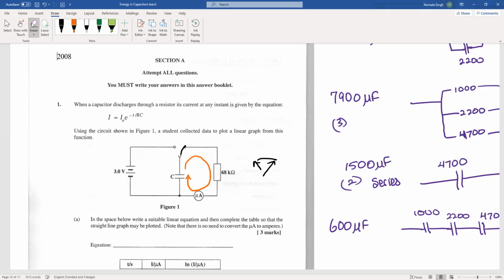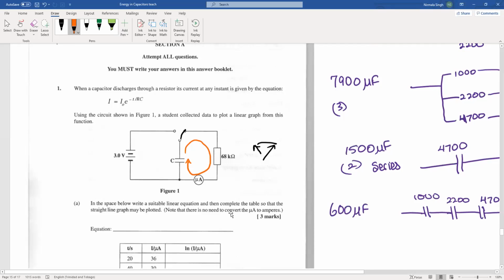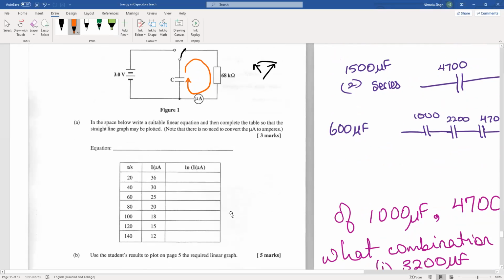So what's going to happen? Our capacitor is going to discharge over time. The ammeter here is going to read your current as it gets smaller and smaller, because remember, as your capacitor discharges, it loses its energy and it gets smaller and smaller. And it passes through a 68,000 ohm resistor. So let's look at this here.